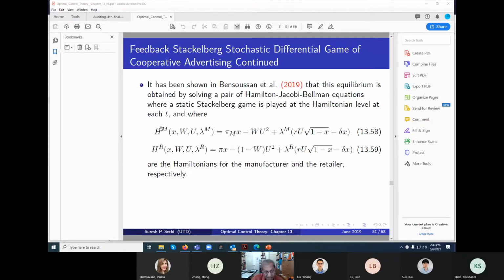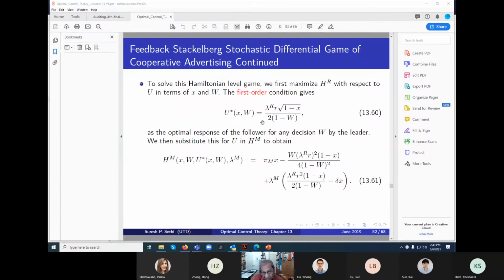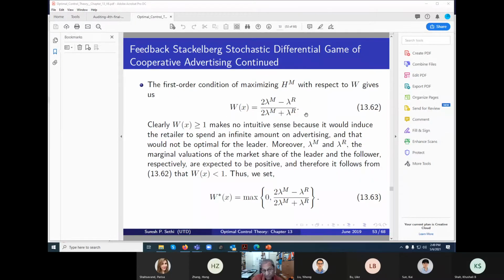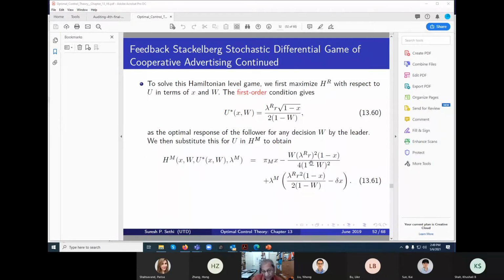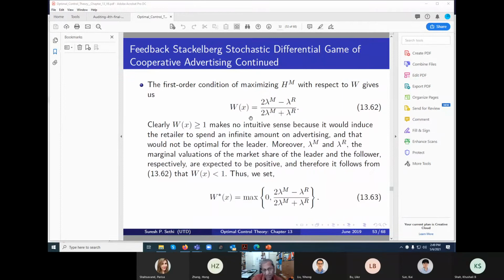So I'm going to find the HM only in terms of w, because u is going to be the response function, which is a function of w right here. So I plug that in, and now I have a Hamiltonian. I put u star of x, w here for u, and I have only a function of w. Now I can maximize that function with respect to w by taking a first order condition. And I get this. If I take the derivative of this and set it to 0, I get w of x.